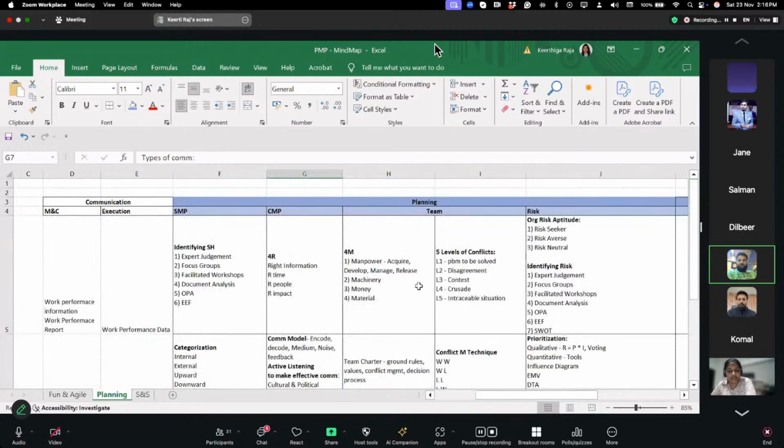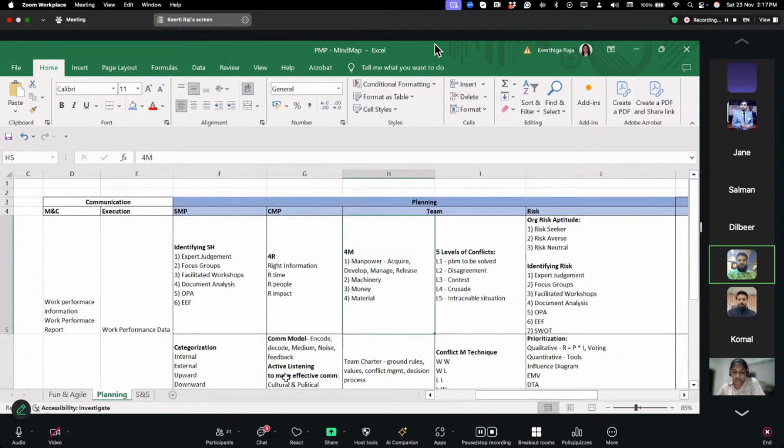Okay. Then we have team. In this, team is one of the most important aspects, because without the team, you won't be having the project. So the team will be having the 4 M's involved. Number 1 is the manpower. How do you acquire it? How will you develop it? If any development is required, how would you manage those resources, and how would you be releasing those resources once you are done with the project.